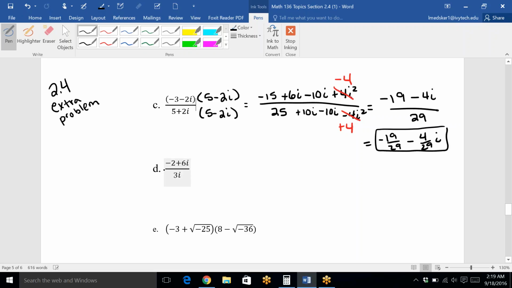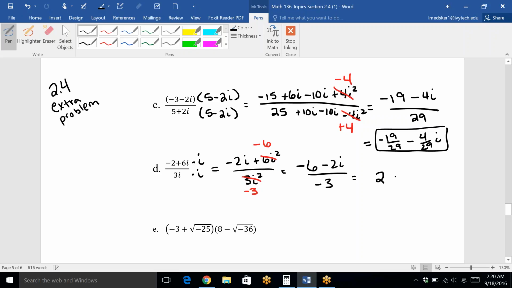Okay? And then part D, you only have a single term in the denominator, so you don't actually need the conjugate. If you just multiply top and bottom by i, that'll turn that into an i squared. So this will be negative 2i plus 6i squared over 3i squared. Some things are going to change. This will turn into a negative 6 because of the i squared. This will turn into a negative 3. So if we write it in order, negative 6 minus 2i over negative 3, reduce it down, this would be positive 2 plus 2/3 i.